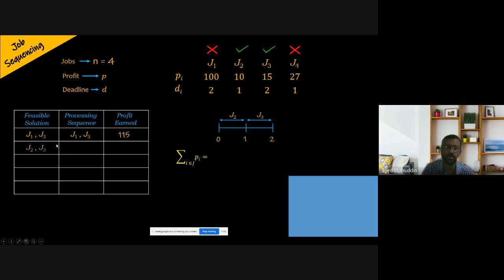What is the feasible solution? Job 2, job 3. And what is the processing sequence? It's the same. First job 2 is scheduled, then job 3. How much profit is earned? 10 plus 15, which is 25. So if we schedule J2 and J3, only 25 units of profit will be earned.